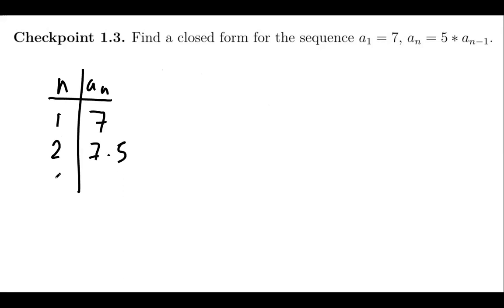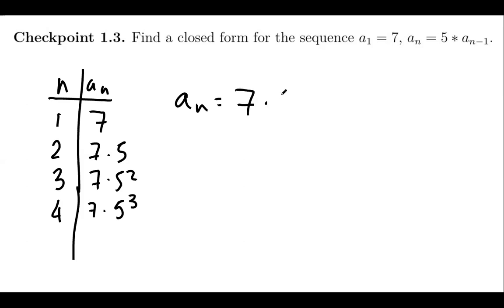All right, so for this one, let's list a few values again. So the first term is 7, then we multiply it by 5, and then we multiply that term by 5 again. So since we're multiplying by 5 each time, this is an exponential function with a common ratio of 5. So that means we can write it as a_n equals 7 times 5 to the (n-1).